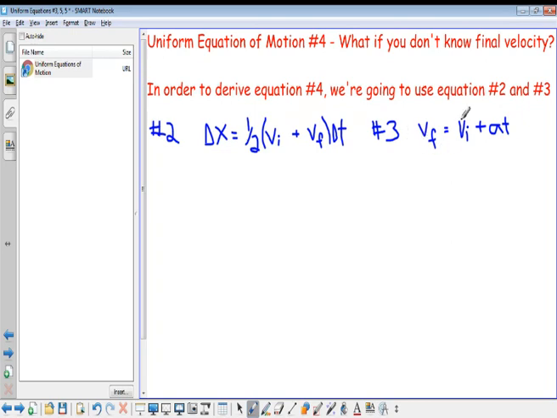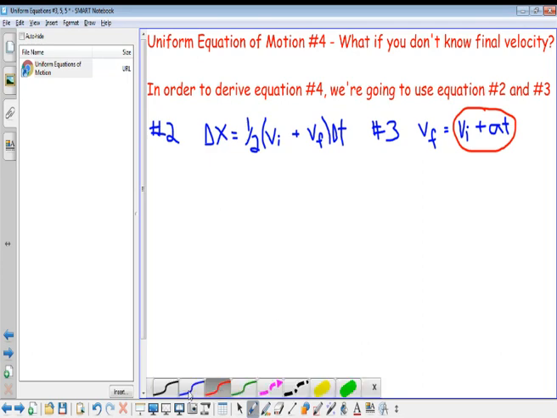And equation number 3 is the one we just derived: final velocity equals initial velocity plus acceleration times change in time. So what we are going to do for this particular equation is recognize that I can substitute VI plus AT into this equation for VF.